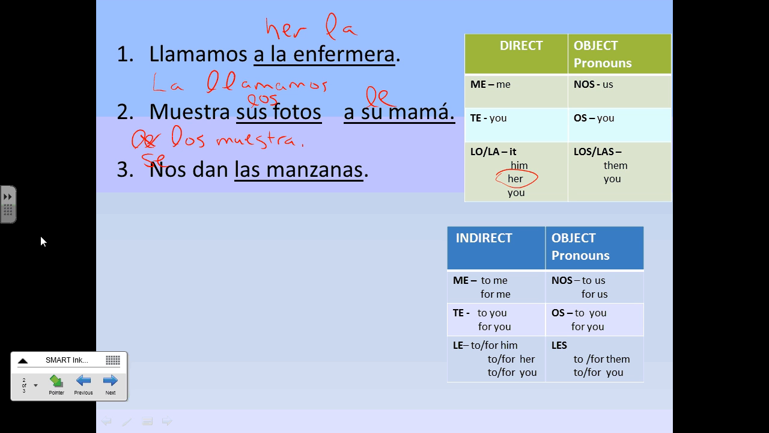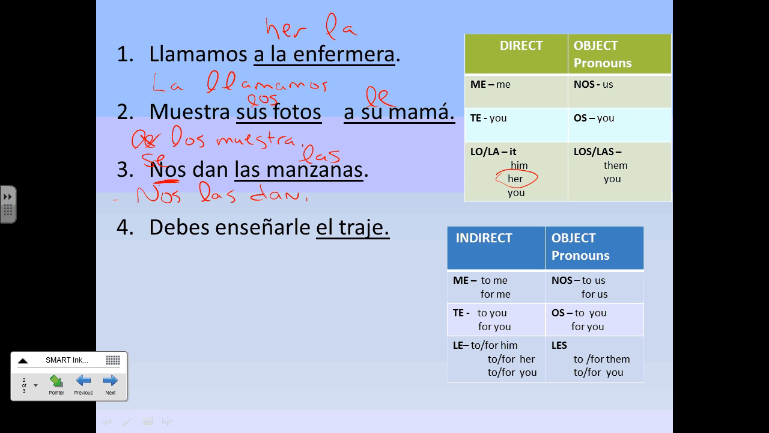Nos dan las manzanas. There are going to be quite a few like this. You already have the indirect in here. So all you have to do is replace the direct. Okay. Stop it, pause it, do it, come back. Las manzanas is las. So all you have to do is nos las dan. Okay. Next one. Debes enseñarle el traje.